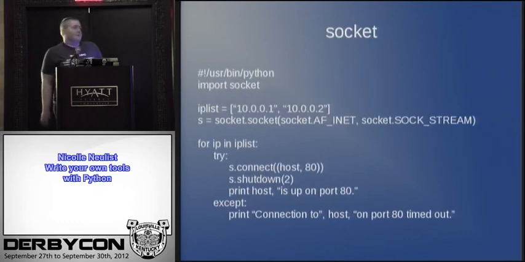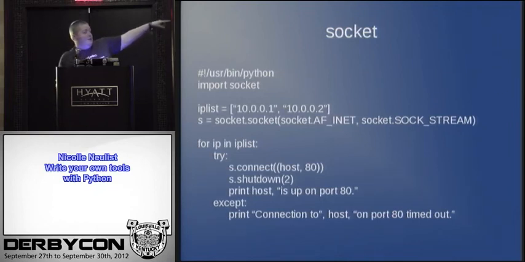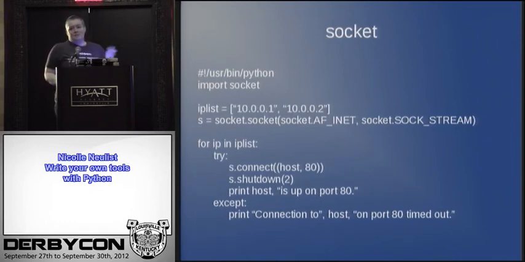Socket I showed a little bit before, but here's just a quick example of how socket works. You import the socket module. I define a list of IP addresses, and S is just your regular old TCP socket. AF INET, sock stream. If you've done much C programming, you've probably seen that, but basically don't get bogged down in the details. It's just a TCP connection. It iterates through the list, tries to connect to each IP address on port 80. S.shutdown 2 means it's going to time out after 2 seconds. And if it's gotten anything back, it says it's up.